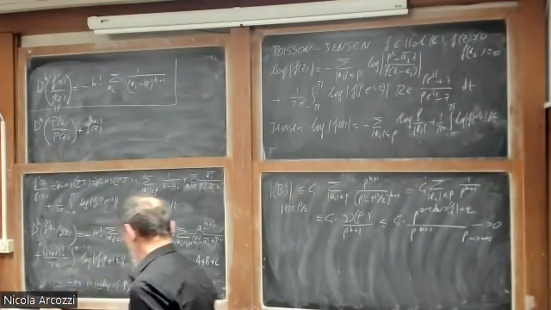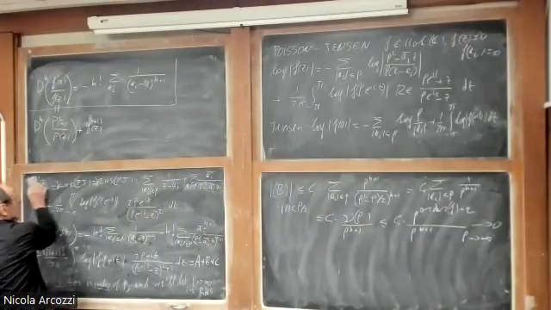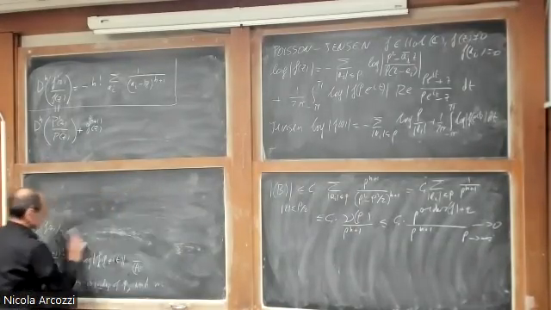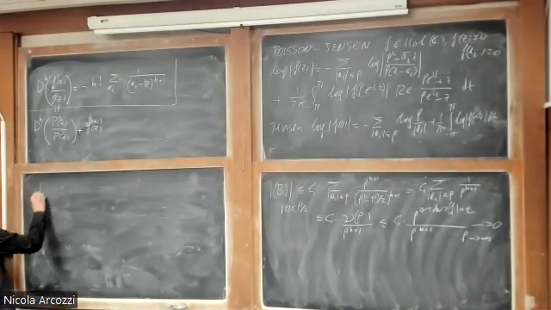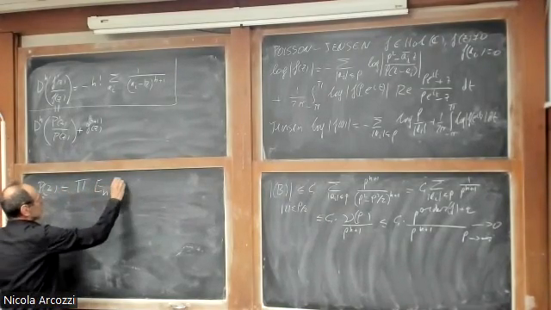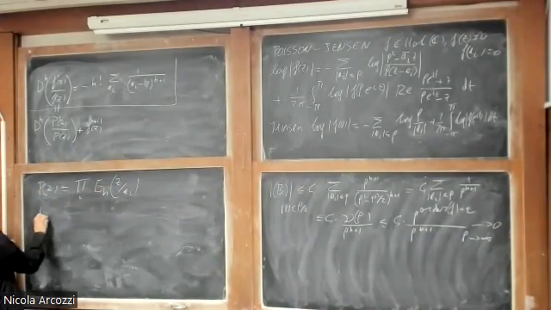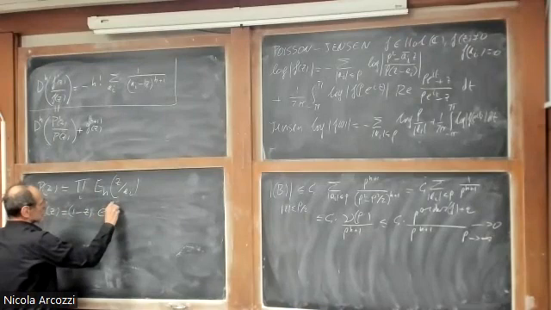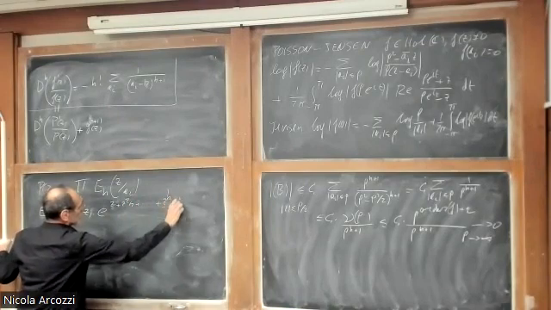Because okay, so let's stop for a moment and go back to the definition of this canonical product. Remember that the canonical product is the product of E of z over a_i, and that E of z is 1 minus z and the exponential with the sum up to h.